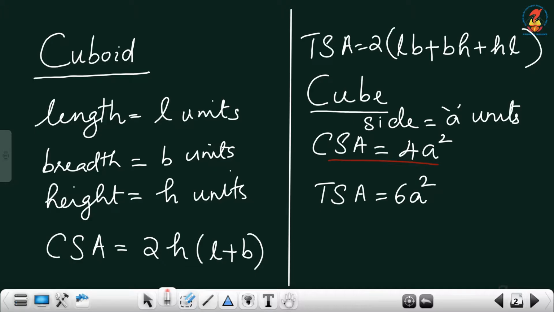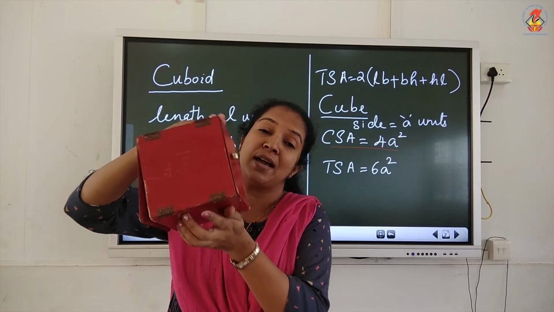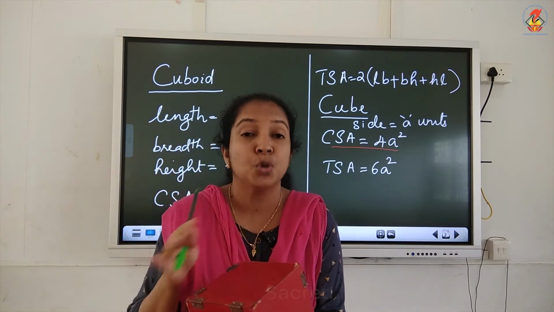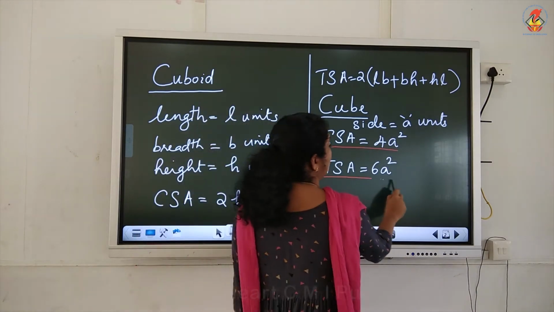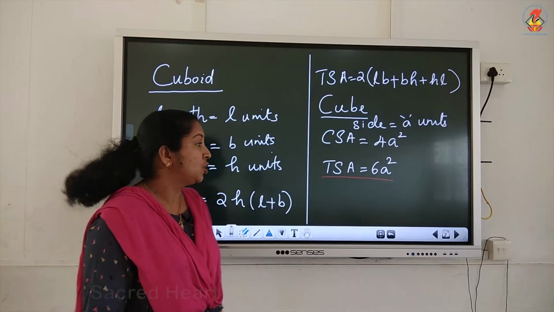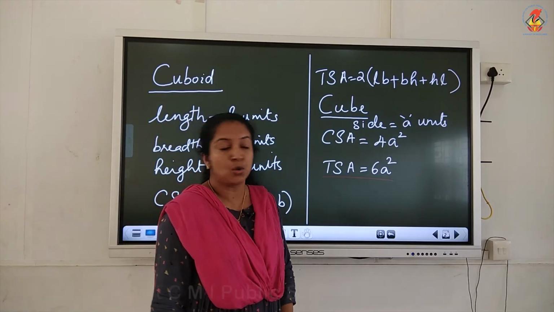So, CSA is equal to 4A square, and what about TSA? This 4A square plus A square plus A square. So, total 6A square. So, that is the TSA of a cube. TSA of a cube is 6A square.